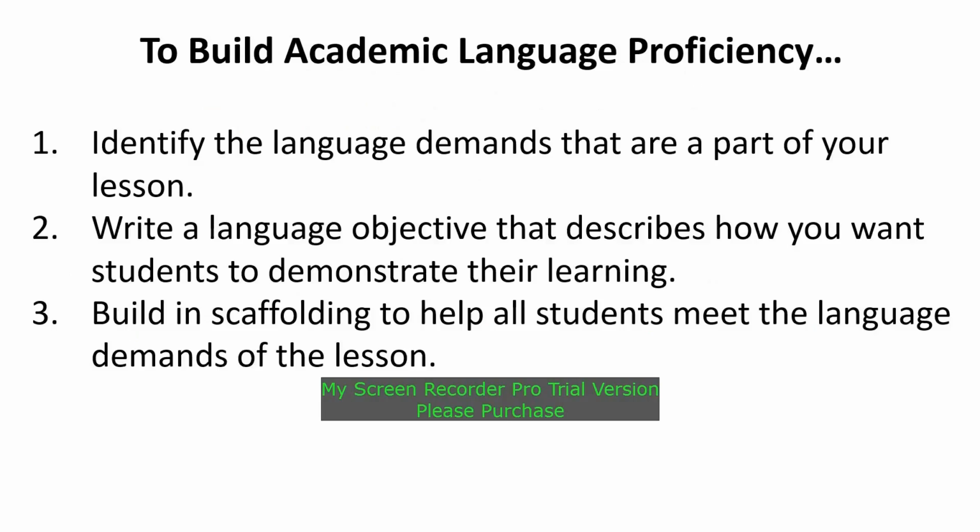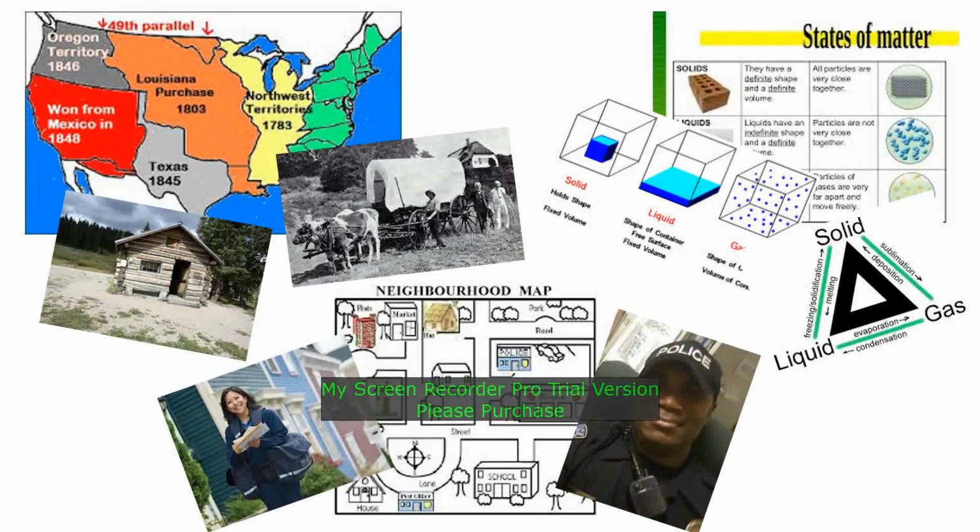Taking a few minutes to identify the language demands embedded in your lesson, defining through a language objective what it is that you want students to do, and adding scaffolding to make sure that all students can meet the demands of the lesson will go a long way in building not only content knowledge, but fluency in academic language, which ultimately all students need to succeed in college, career, and beyond.